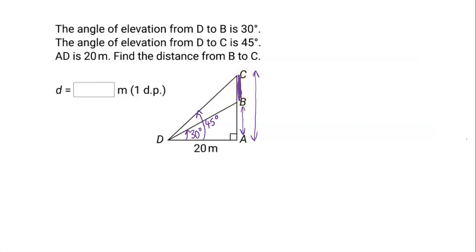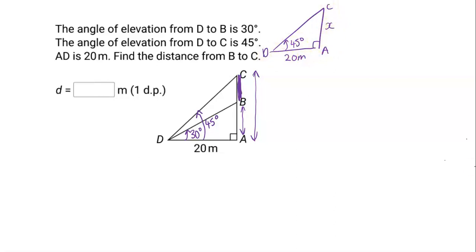So we're going to have to do a few calculations to be able to find out what each of these sides are to calculate the distance between B and C. So let's start by calculating AC. Draw a sketch up here so we can see what we're calculating. We have 45 degrees angle of elevation, AC, and our right angle, and we know the base is 20 meters. Let's call this opposite side X.